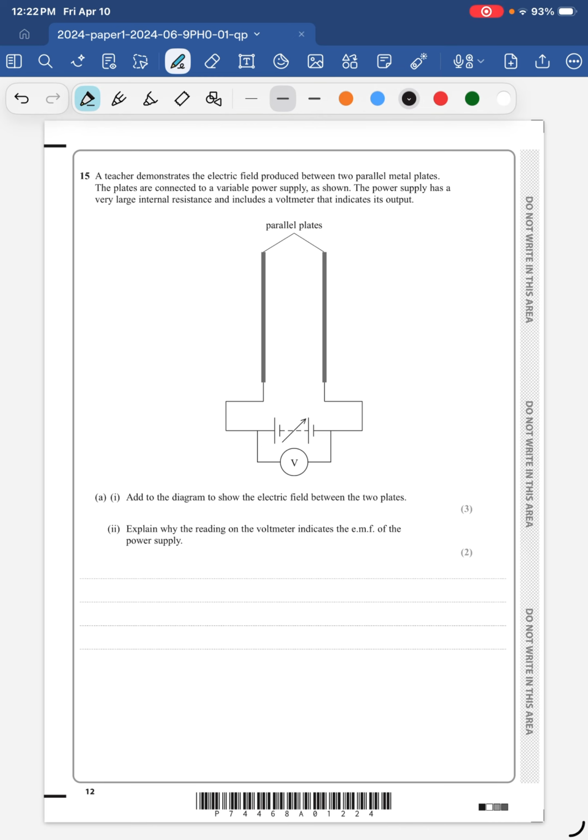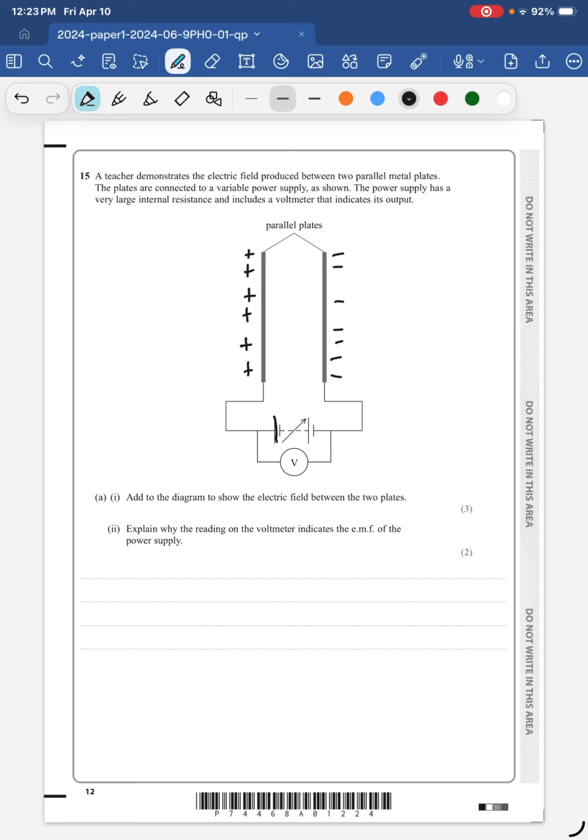Okay, question 15. A teacher demonstrates the electric field produced between two parallel metal plates. The plates are connected to a variable power supply as shown. The power supply has a very large internal resistance and includes a voltmeter that indicates its output. Question A, part 1. Add to the diagram to show the electric field between the two plates. The positive side of the power supply is on the left, so that's the positive plate and that's the negative plate.